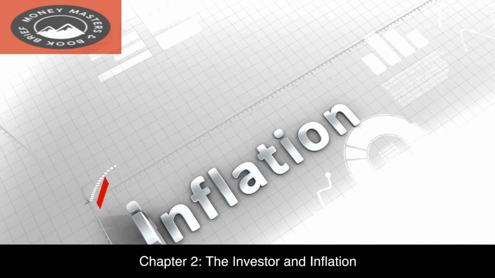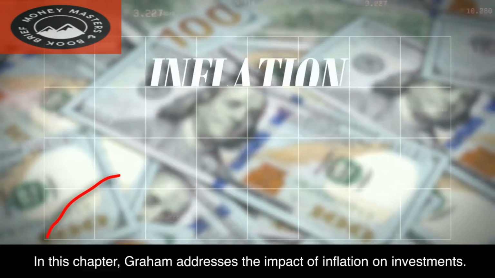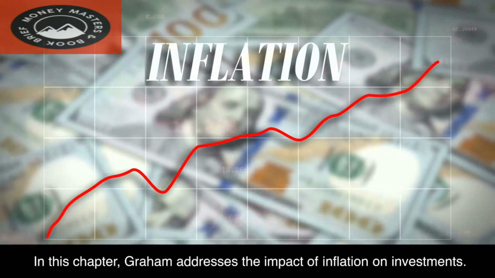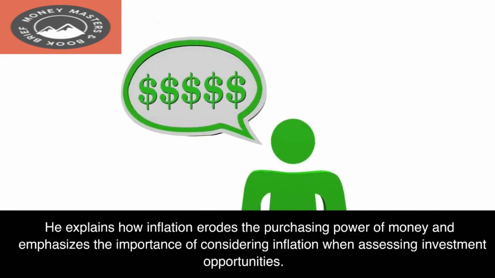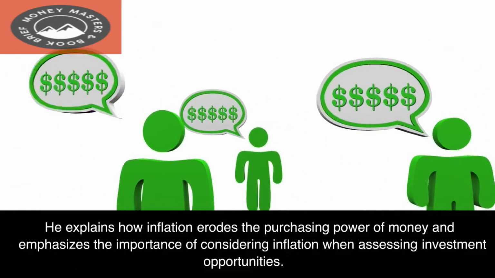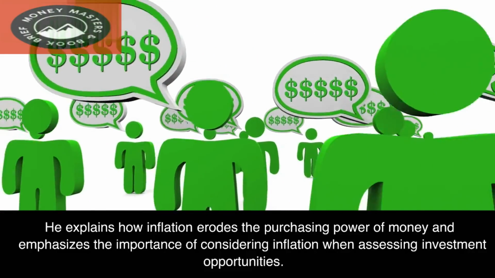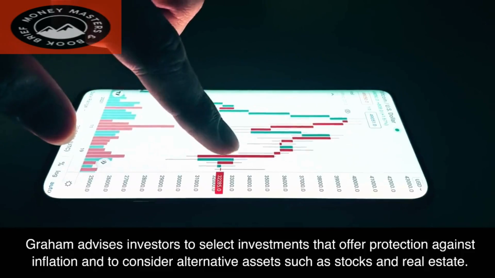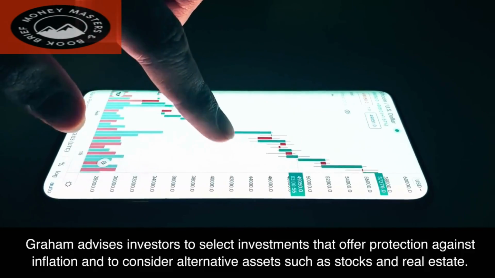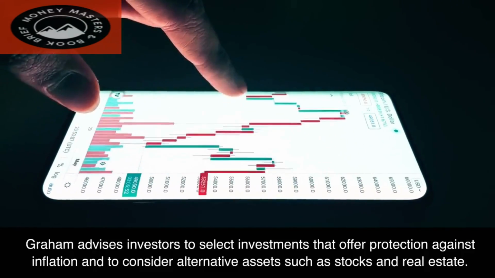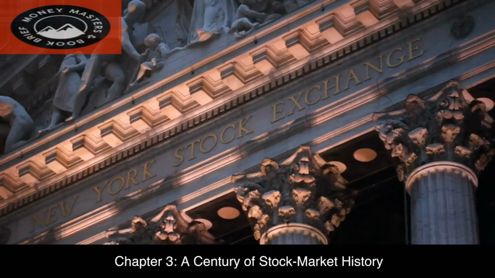Chapter 2. The Investor and Inflation. In this chapter, Graham addresses the impact of inflation on investments. He explains how inflation erodes the purchasing power of money and emphasizes the importance of considering inflation when assessing investment opportunities. Graham advises investors to select investments that offer protection against inflation and to consider alternative assets such as stocks and real estate.